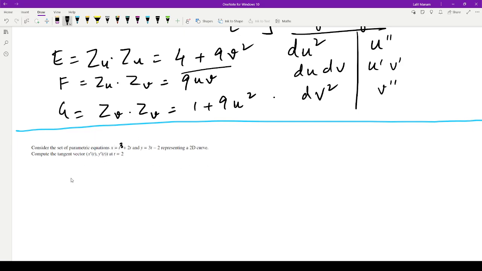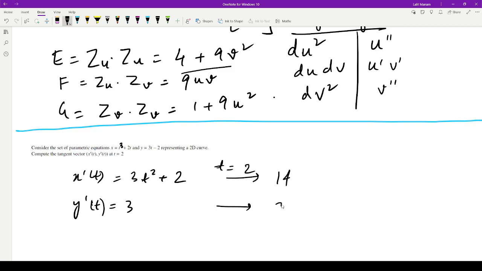So I think it's pretty simple. X dash t is what? It's 3t square plus 2. Y dash t is 3. And if we put t equals 2, this is 14, and this is 3. So that's the answer: 14 comma 3. This is the tangent vector at t equals 2.